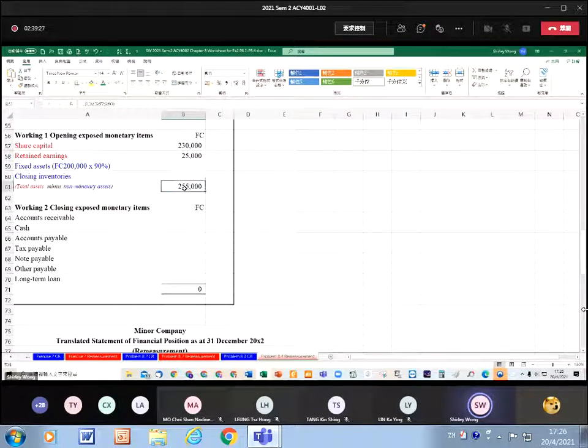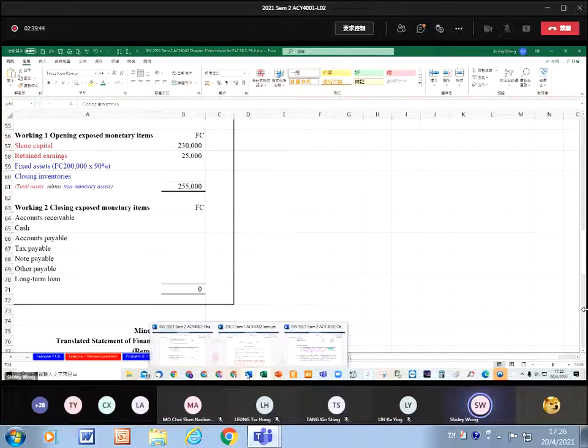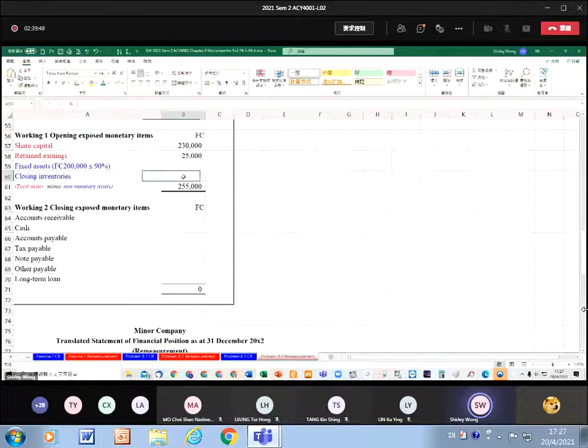We have the total equity here. And then this is the total net asset, and then we need to use the total net asset minus the non-monetary asset, and then you can get all the monetary item, right? So we just know that we will have fixed asset, we will have closing inventory, and then according to the information, the closing inventory is 87,000. So we minus 87,000.